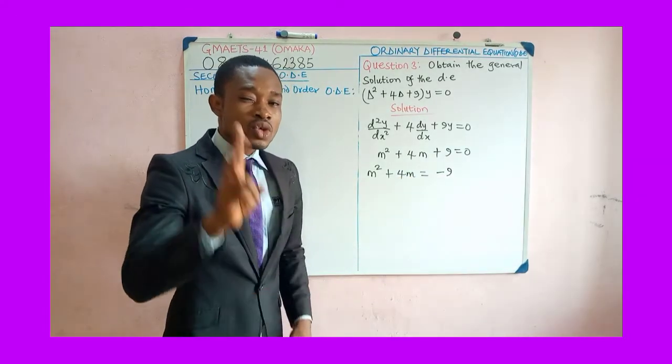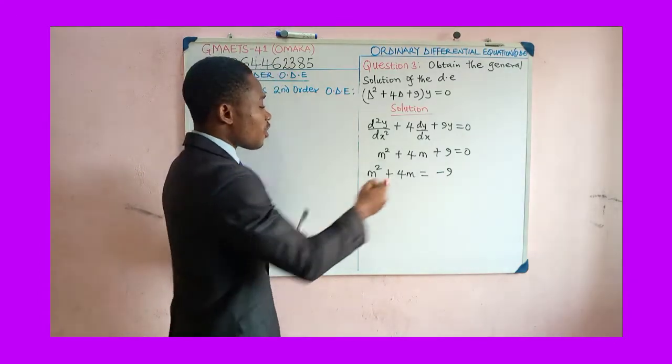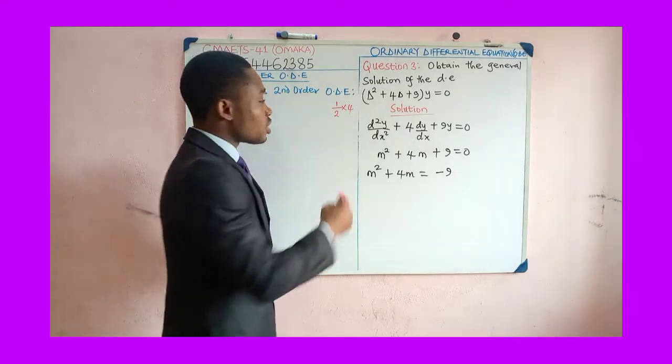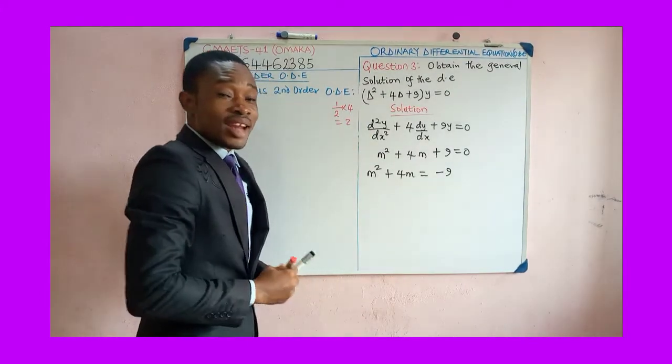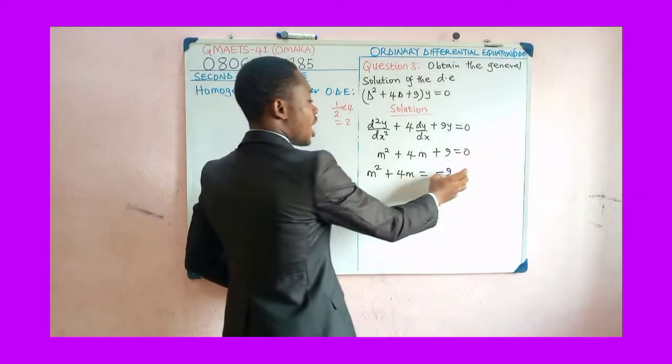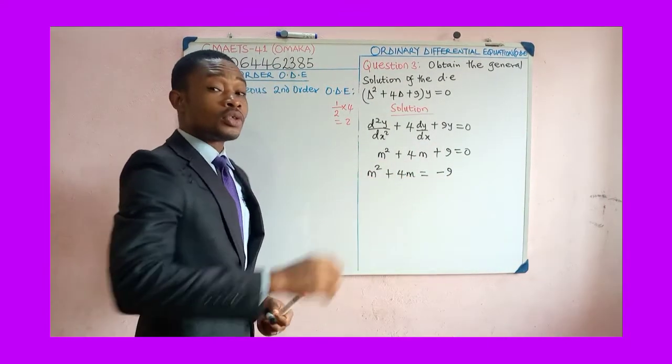Half of it is what? 2. Because half of that 4 is like 1 over 2 times 4. So that 1 over 2 times 4 will give us what? 2. Now what do you do with this 2? You are meant to square it, add it to the left, add it to the right. But I will not go through all those protocols.